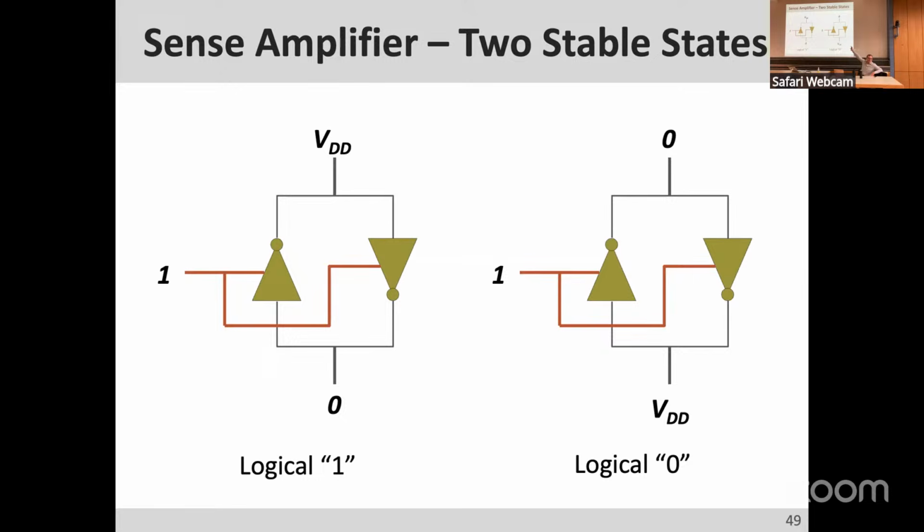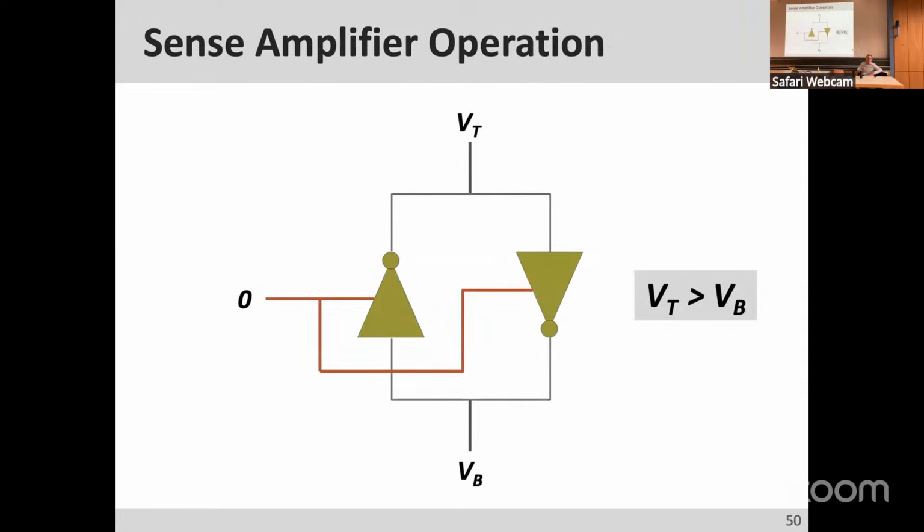If you do that, then you're in a metastable state, and eventually the sense amplifier will come to something, but we don't know what that will be. If you took DDCA, you know what metastable states are, but we're not going to go into that detail at this point. Okay, so basically, how does a sense amplifier work?